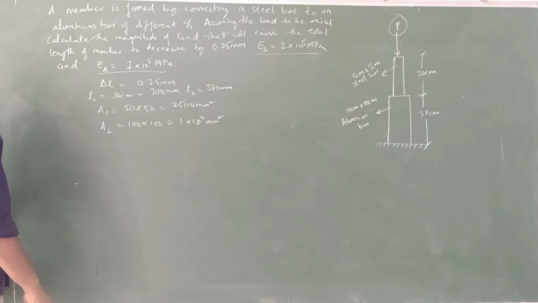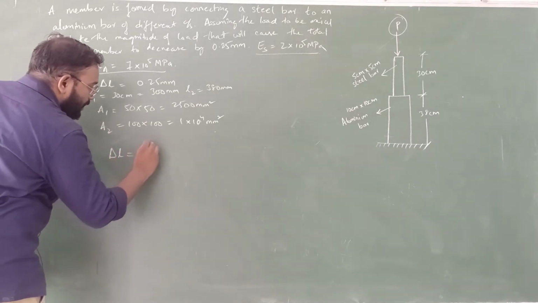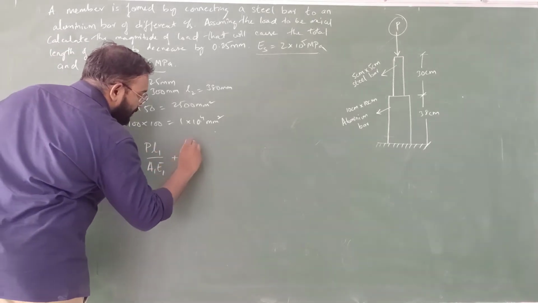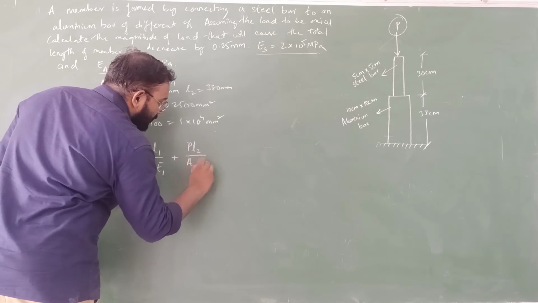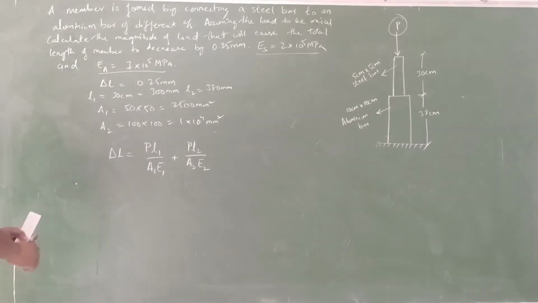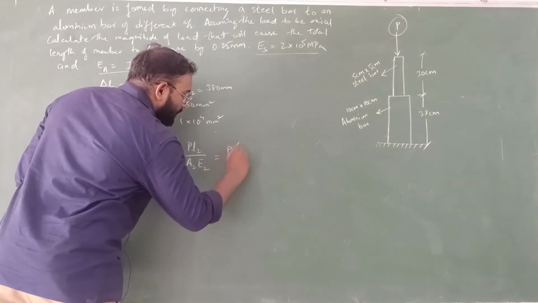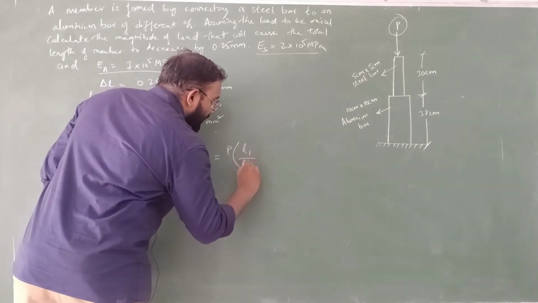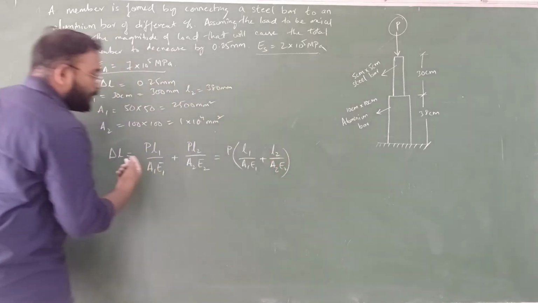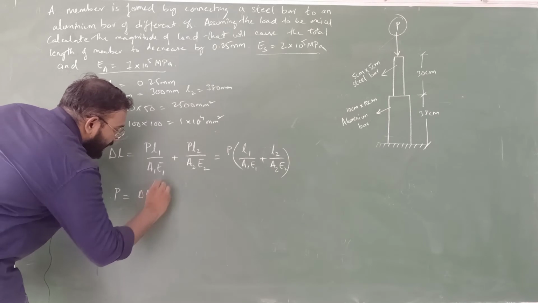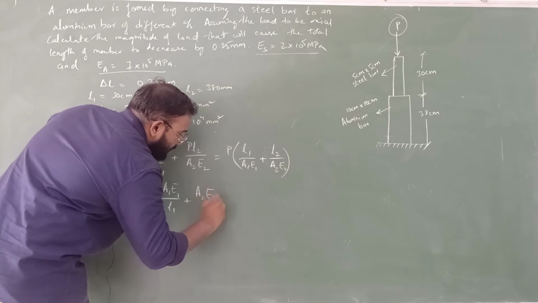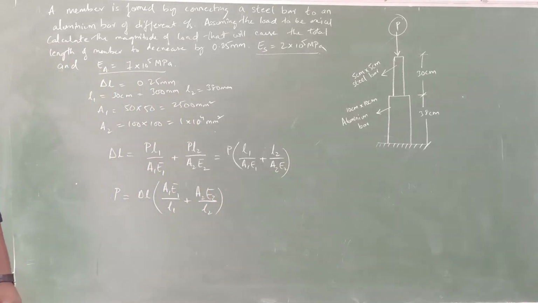Okay, now what is the formula you have? Delta L is equal to P into L1 by A1 E1 plus P into L2 by A2 into E2. Why am I taking E1 and E2? Because I have two different components here. Okay, now what can be taken as common here? P is common. This will be L1 by A1 E1 plus L2 by A2 into E2. If I want to calculate P, this will be delta L times of A1 E1 by L1 plus A2 E2 by L2.